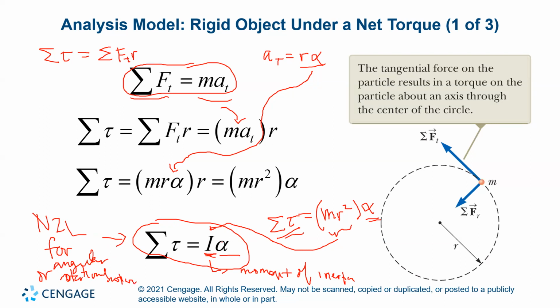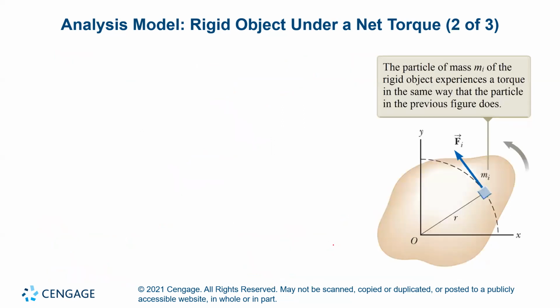But we have to learn more about I. What is this I? Apparently, the formula for I is m r squared, but this is only true for one small particle rotating about the radius r. And you will soon find out later that the formula for I will depend on what object is rotating, the shape of the object.